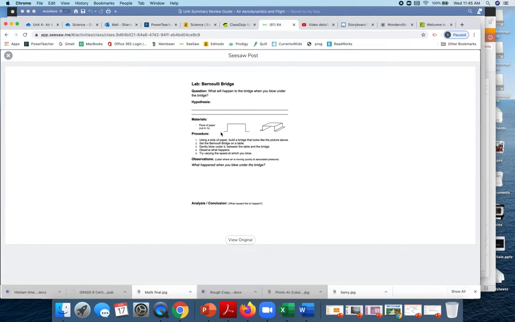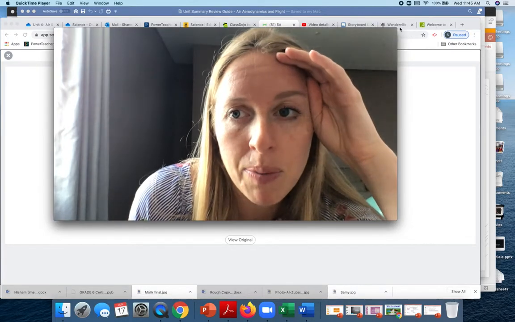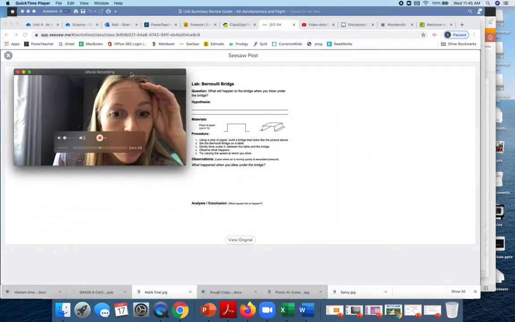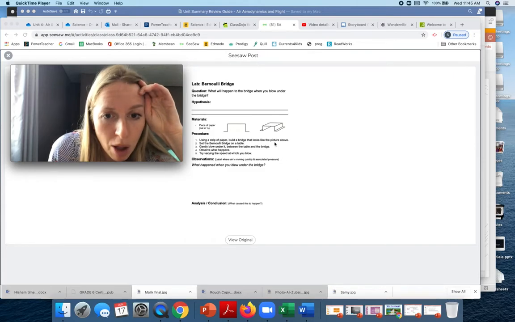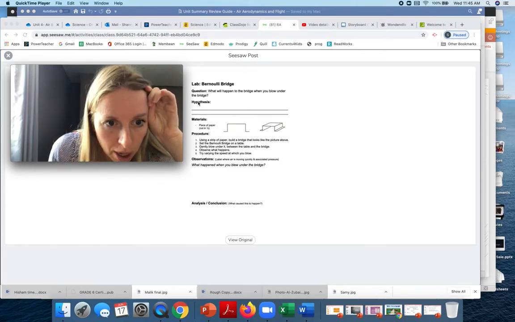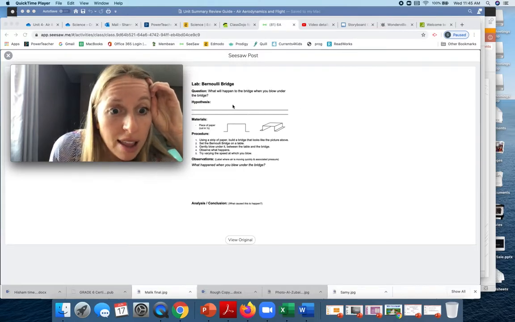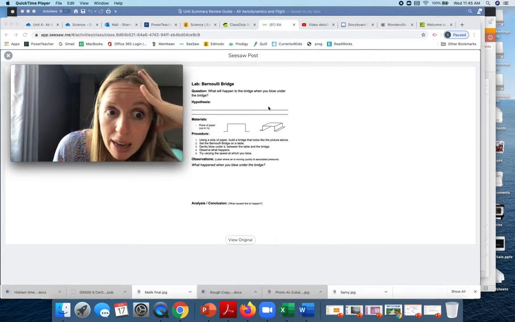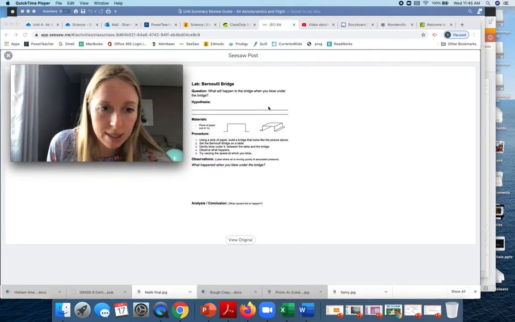Okay, so this is what you had to do. Honestly, I feel like I'm a bit of a broken record saying this, and you guys have to know your grade 7 teachers are not going to do this for you. So hypothesis: what will happen to the bridge when you blow under the bridge? Write down what you think. Hypothesis should have the word because. Because why? What do you already know that's helping you make this decision?